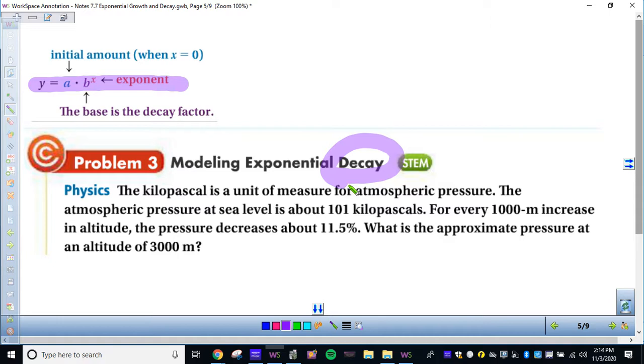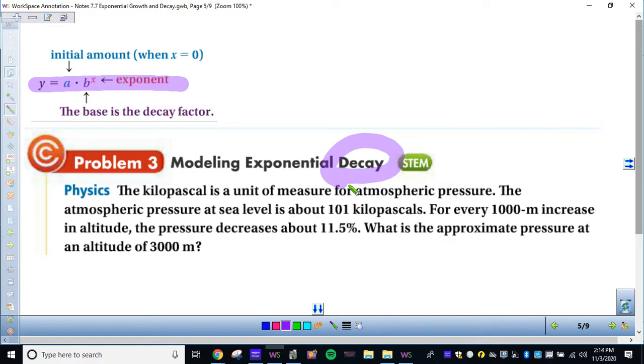But you may have to figure it out, moral of the story. So this one is about physics. The kilopascal is a unit of measure for atmospheric pressure. The atmospheric pressure at sea level is about 101 kilopascals. For every 1,000 meter increase in altitude, the pressure decreases about 11.5%. What is the approximate pressure at an altitude of 3,000 meters?